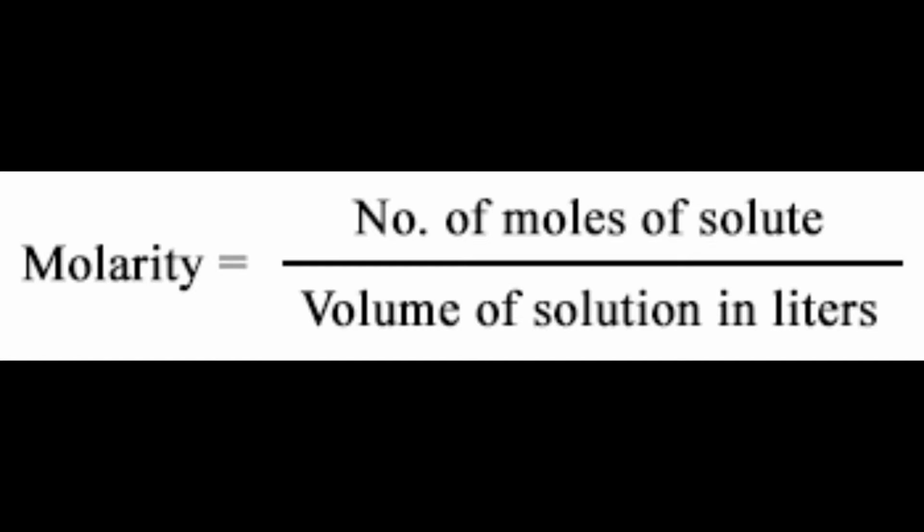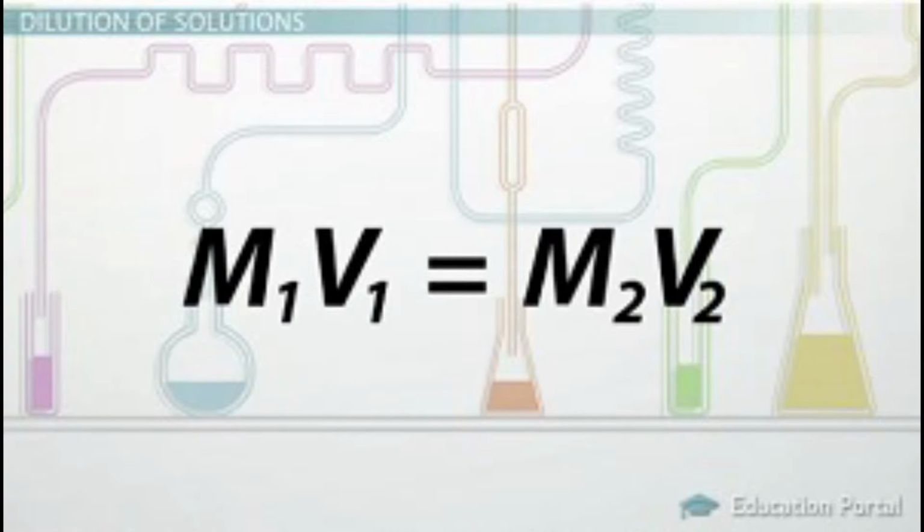So to use the formula for molarity, the molarity equals the moles of solute over the volume of the solution, compared to M1V1 equals M2V2. Molarity equals the moles of solute over the volume of solution is for solids. M1V1 equals M2V2 is for when you dilute a substance, where you add water or any other liquid to another liquid.